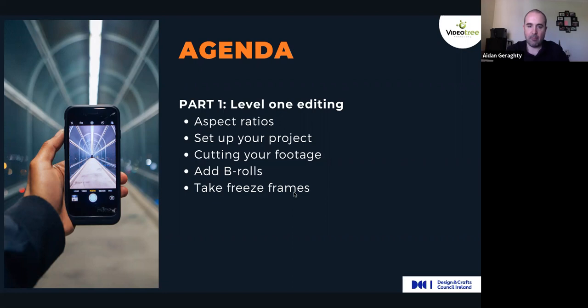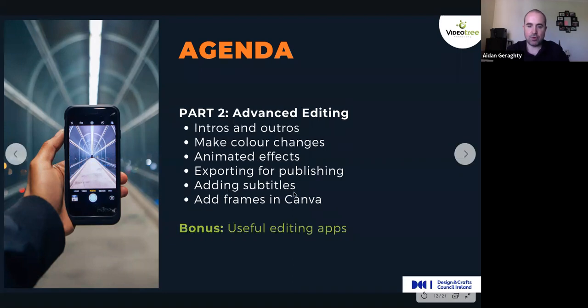So today we're going to look at advanced editing, which will be intros and outros, so putting in calls to action and some branding. Animated effects, so we'll look at some effects that can help develop the look and feel of it. Exporting for publishing, that's the main thing, getting it exported correctly. And then adding in subtitles, we'll touch on it.